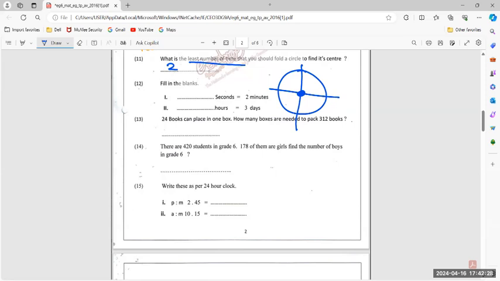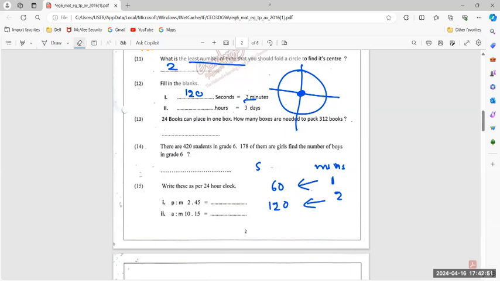Fill in the blanks. Seconds, minutes. 1 minute means 60 seconds. So here, 2 minutes means 60 plus 60, 120 seconds. Hours, days. Let's try that also.